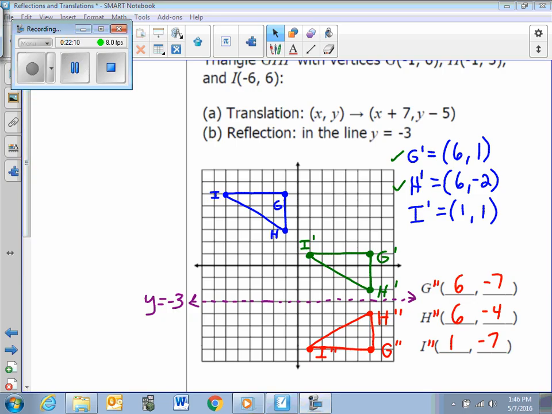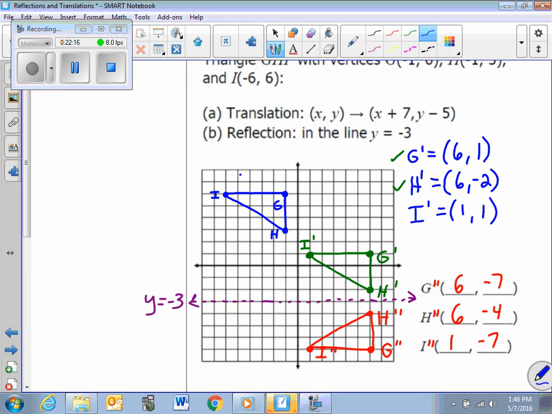All right. There is the combination, translation, reflection of this original triangle that was right here, GHI. First, we took it right 7 and down 5, got this as our image, and then we reflected it in the line y equals negative 3. And remembering that a reflection is an isometry, we just moved each vertex the same distance across the line y equals negative 3 to get our final image here of the red triangle.